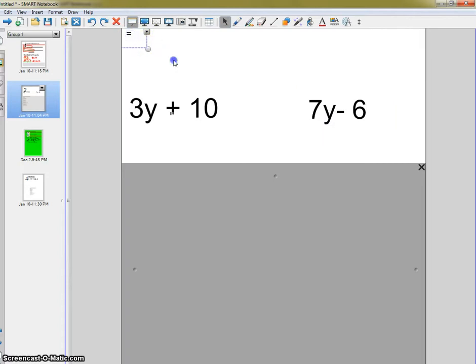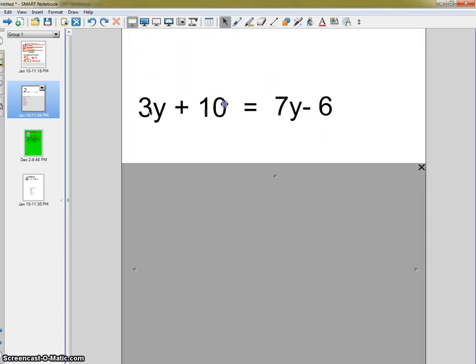Watch what I'm going to do now. Now what do we have? Do you know what we have now? Before we just had 2 expressions. And now I put an equal sign between the 2 of them. We have right now what's called an equation. We have this expression being equal to this expression.